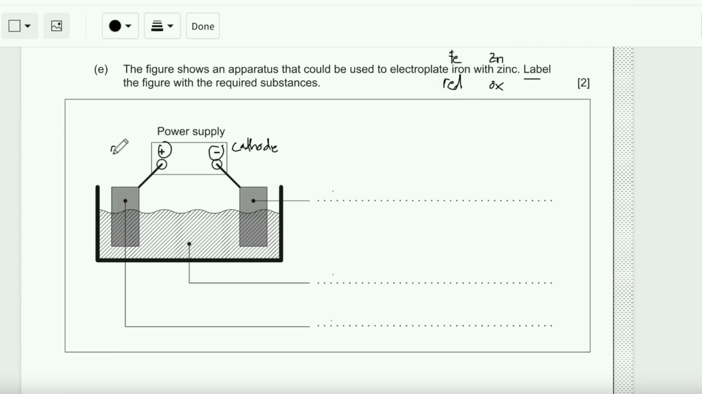Negative is a cathode, and positive is the anode. Electroplating is electrolysis. And for electrolysis, it's actually the same as for voltaic cells. If it's cathode, cat red, reduction, so iron. So here is iron. And for this one, you can use any aqueous zinc salt, and the anode will be zinc.